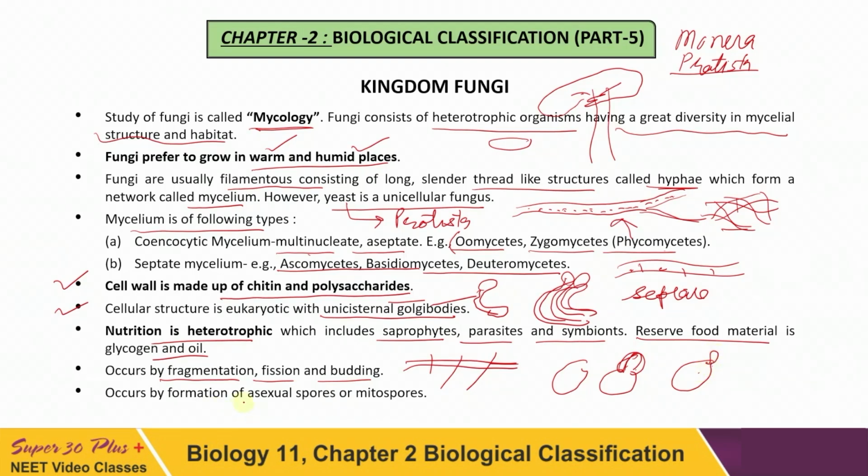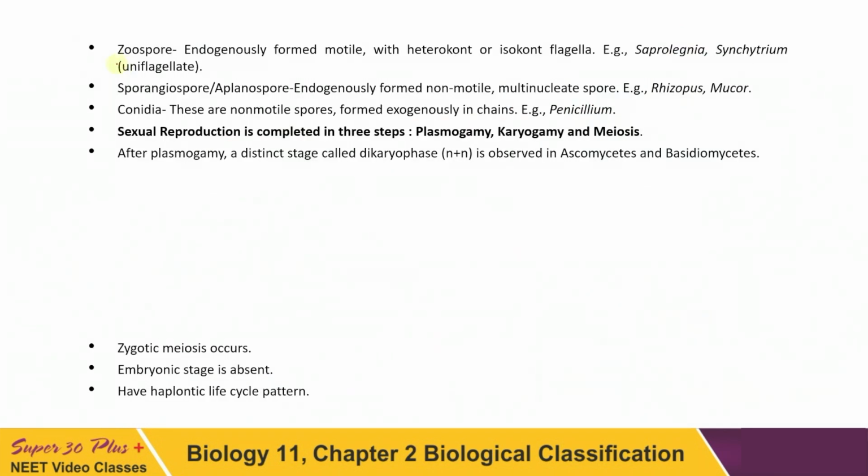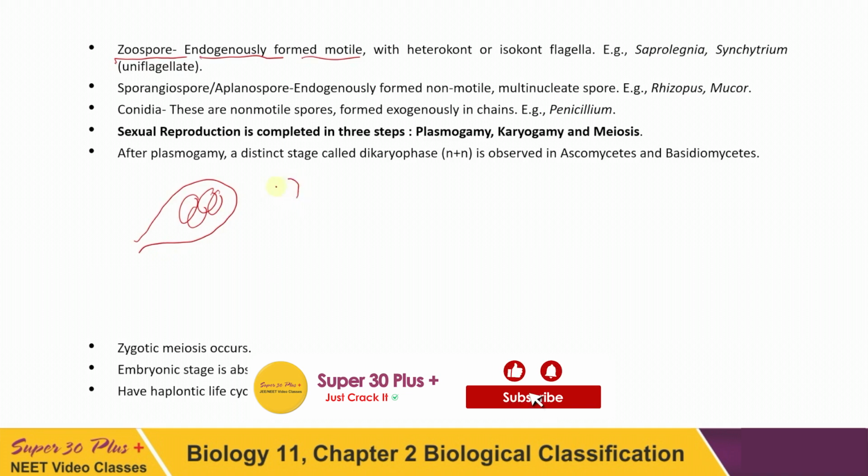Asexual reproduction also occurs by formation of asexual spores. By mitotic division these are formed, therefore known as mitospores. Other asexual spores are zoospores. These are produced endogenously and are motile. Let this be the cell here; this cell is known as zoosporangium. Inside the zoosporangium, mitotic division will occur, and as a result the spores will be formed and released, and these spores have flagella.